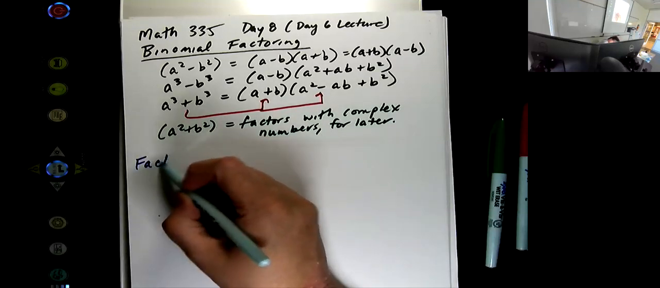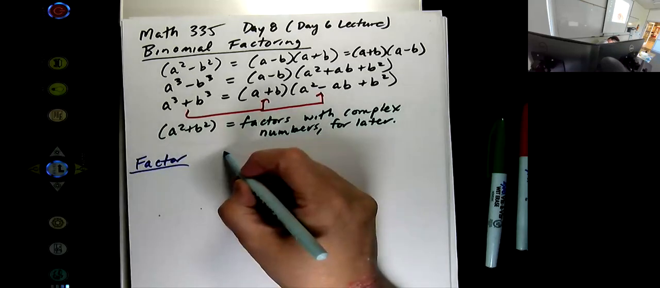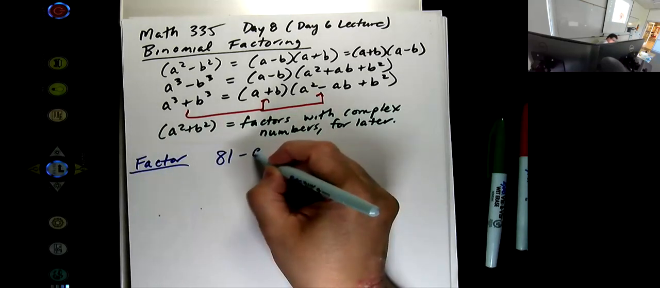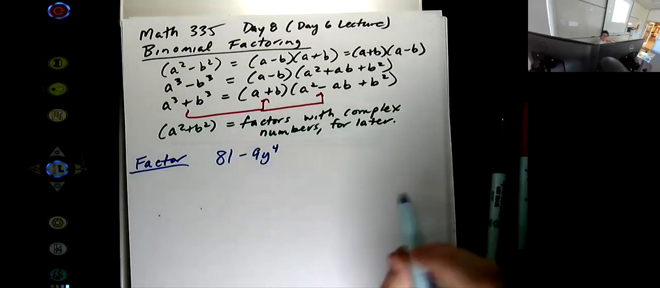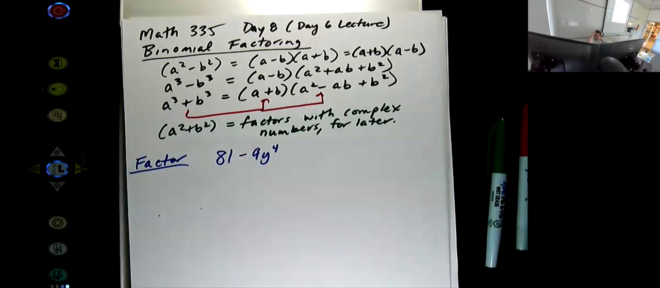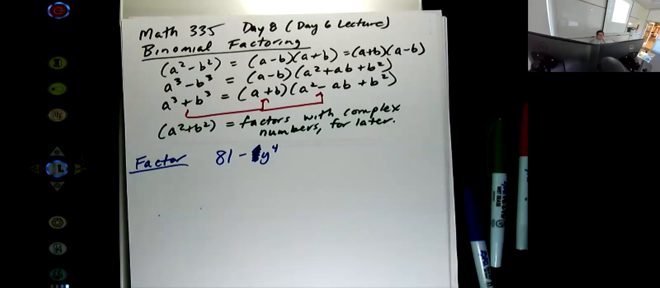So all of these are going to be factored. Let's do 81 minus 9y to the fourth. Oh, this is a better one. Well, let's just do 81 minus y to the fourth, no 9. Won't put the 9 there. 81 minus y to the fourth. Go ahead and factor that. See what you come up with.